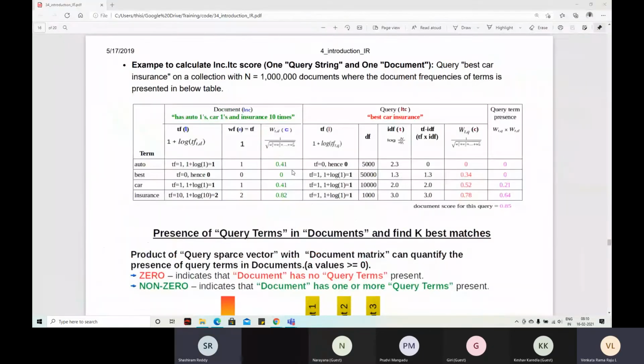Got it? So that's a unit vector, right? We actually applied cosine normalization, or L2 norm. It became a unit vector, okay?